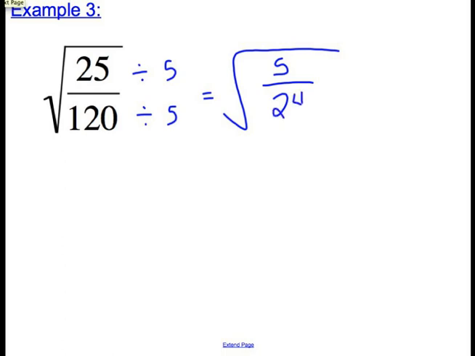We can simplify the inside and then simplify the radical. So let's simplify the inside. 25 over 120. Remember, to simplify fractions, you divide top and bottom by the same thing, and we should at least see that 5 goes into top and bottom. So this is equivalent to square root of 5 over, let's see, 5 goes into 120, 24 times. So now I really have square root of 5 over 24.